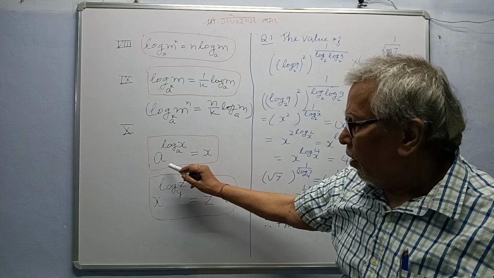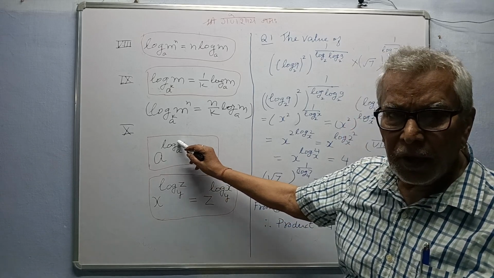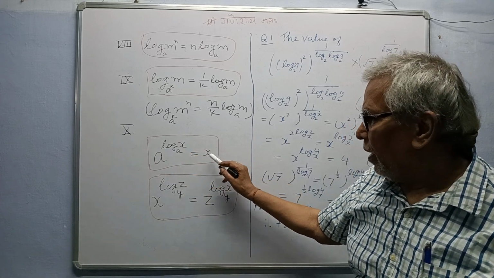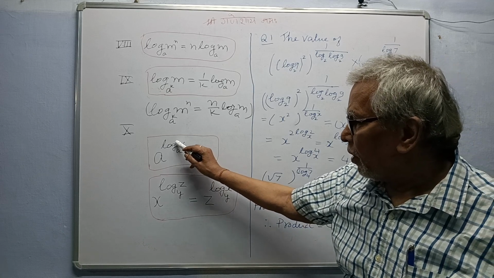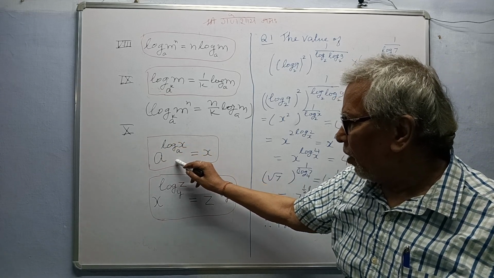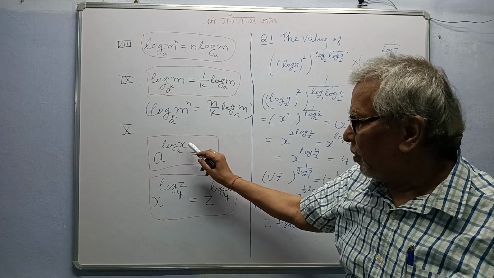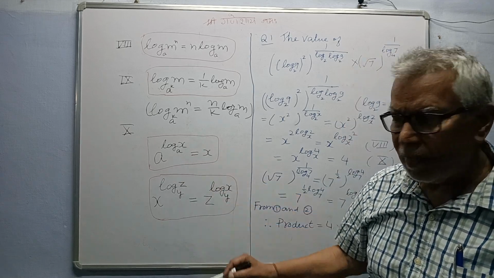10th, a to the power log x to the base a is equal to x. The total will go out, and it is simply x, very important.